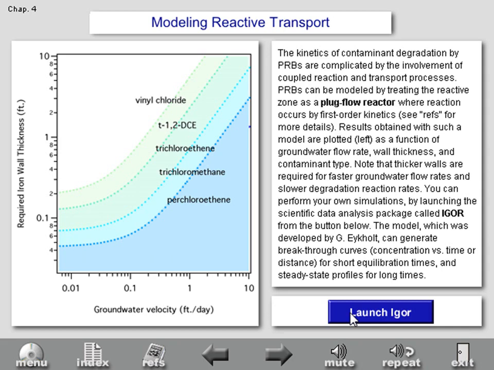Both the conventional and the analytical methods of doing design calculations are highly simplified. To incorporate the effect of transport in the design process, it is necessary to use a reactive transport model. An interactive version of such a model can be accessed by clicking on the button that launches the external software package called Igor. The Igor model provides a customized interface that allows you to vary the parameters using the controls provided. The graph will then update automatically. For more explanation, click the Help button from within the Igor application.